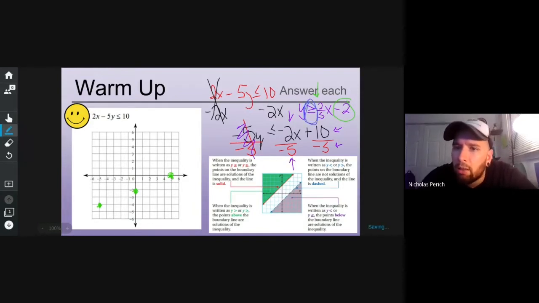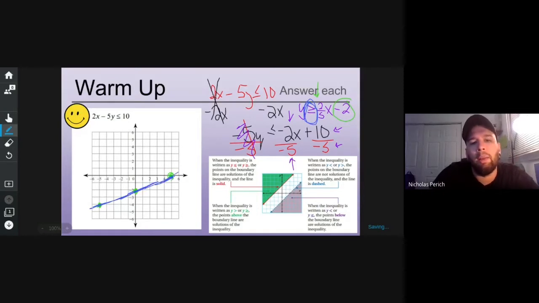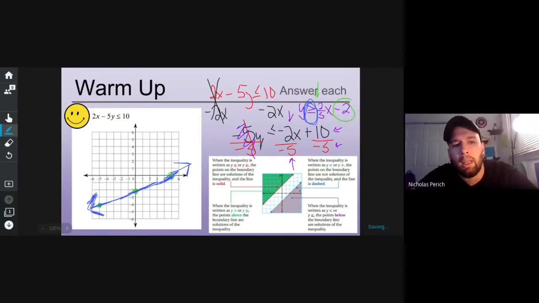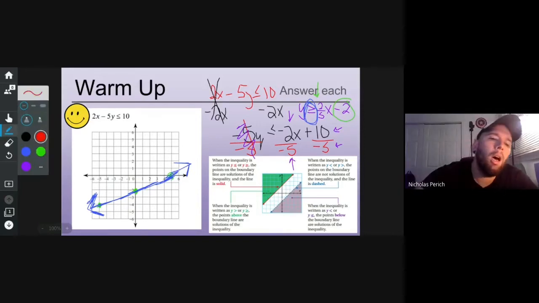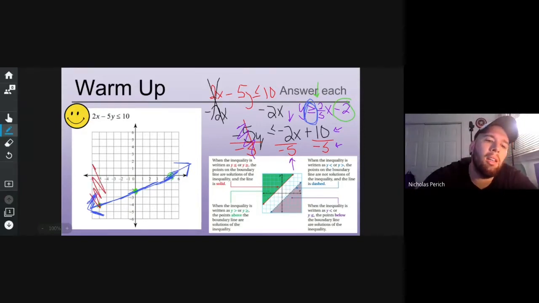Now, before I just willy-nilly graph, take a look at the sign. See how that's greater than or equal to? See it? That means when you draw a line, you're allowed to fill that line in. If it was just greater than, we would make a dashed line. But not only is this greater than or equal to, it's greater than. What does that mean? I shade everything above the line.